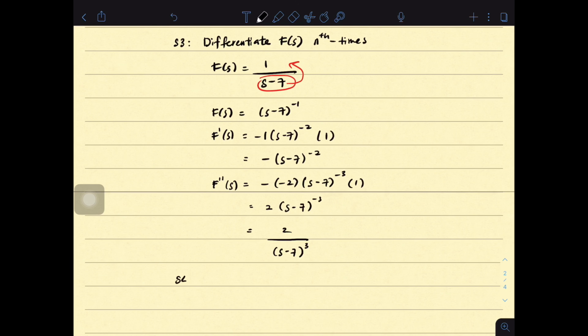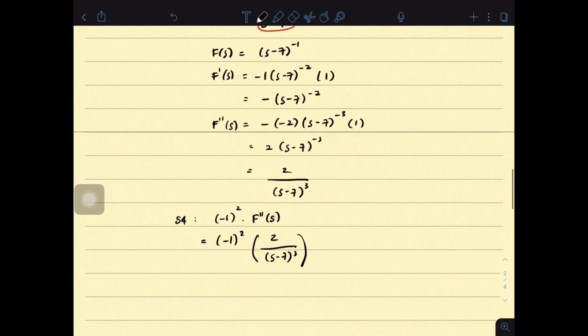Now we go to step number 4, where you need to multiply negative 1 to the power of n, and now your n is equal to 2, with whatever you got in step number 3, which is F double prime of s. Therefore we multiply negative 1 to the power of 2 with 2 over (s minus 7) to the power of 3. Negative 1 to the power of 2 is 1. Therefore, the final solution of the Laplace transformation for t squared e to the power of 7t is equal to 2 over (s minus 7) to the power of 3.